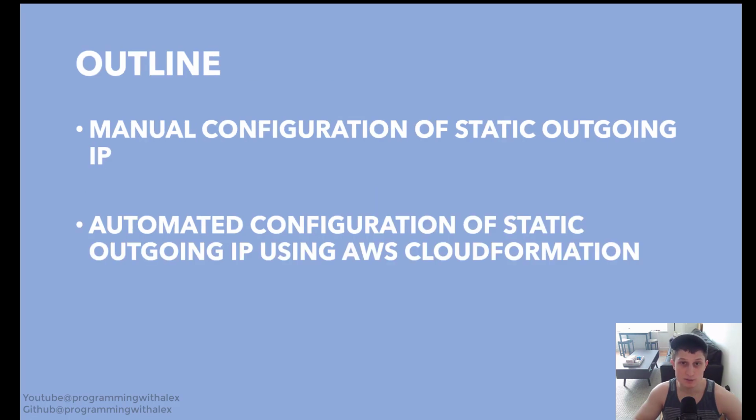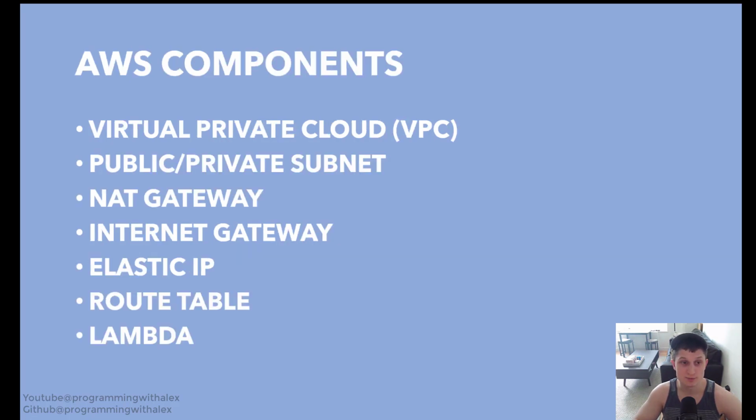So for the outline, this first video we're going through all the components just through simple explanations. In the next video, we're going to set up the outgoing IP manually. And in the final video, we're going to automate it all using CloudFormation, because we're going to find it takes a very long time to build each one of the components necessary and also to tear them down after we're done. So the components we're going to be working with to set the static outgoing IP are all listed here.